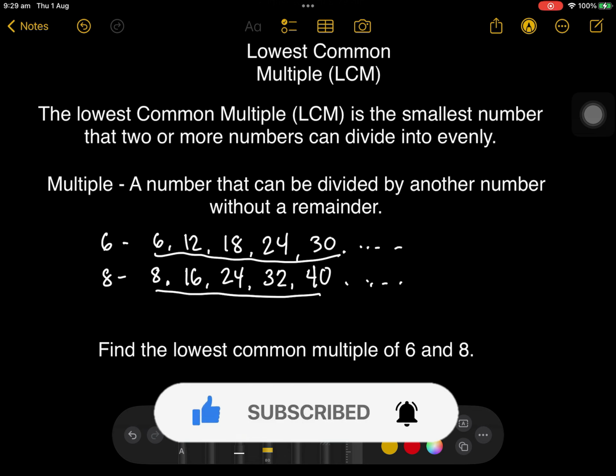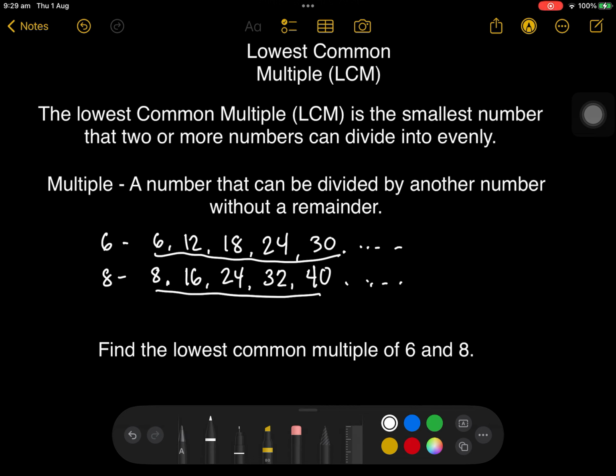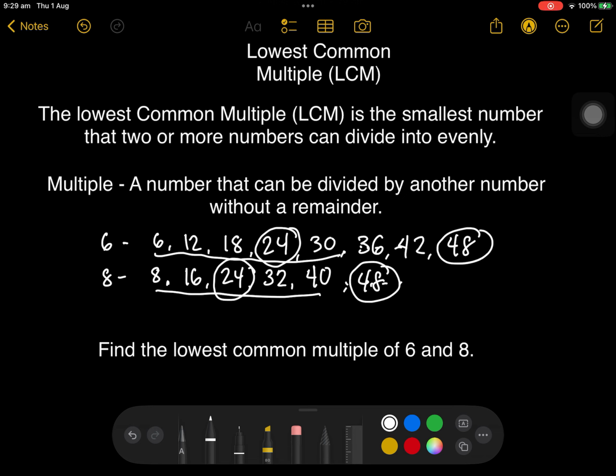Now, if you are looking for the lowest common multiple, as you can see here, 24 is in the multiples of 6 and 24 is in the multiples of 8. If you continue for 6, so 30, 36, 42, and 48. The next number in the multiples of 8 is 48. So as you can see here, 48 is also the same. So 24 and 48 are called the common multiples. But in this case, 24 is called the lowest common multiple, or the LCM. Okay, so that's how lowest common multiple works.